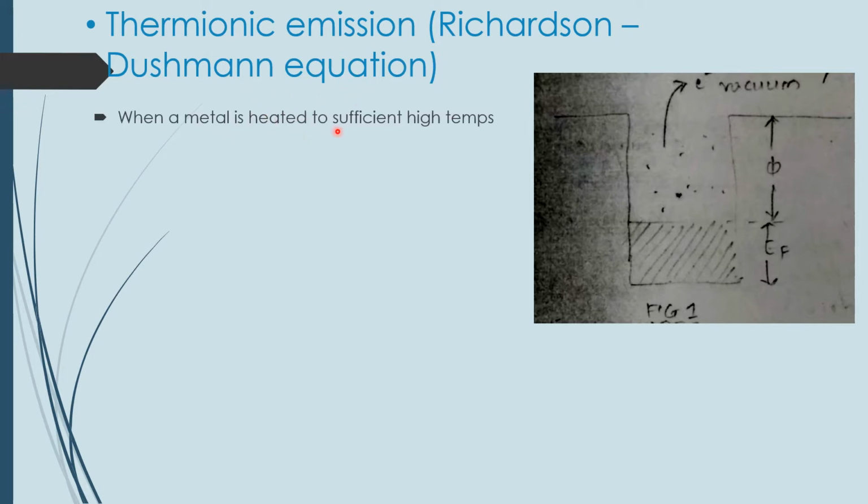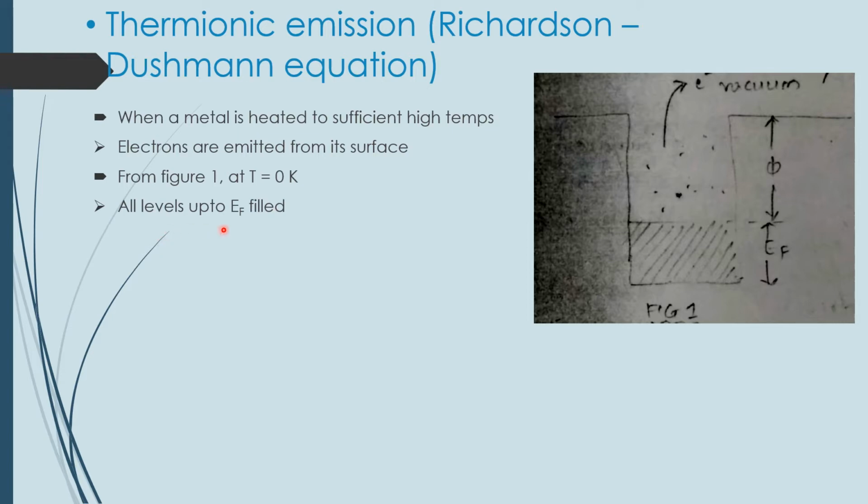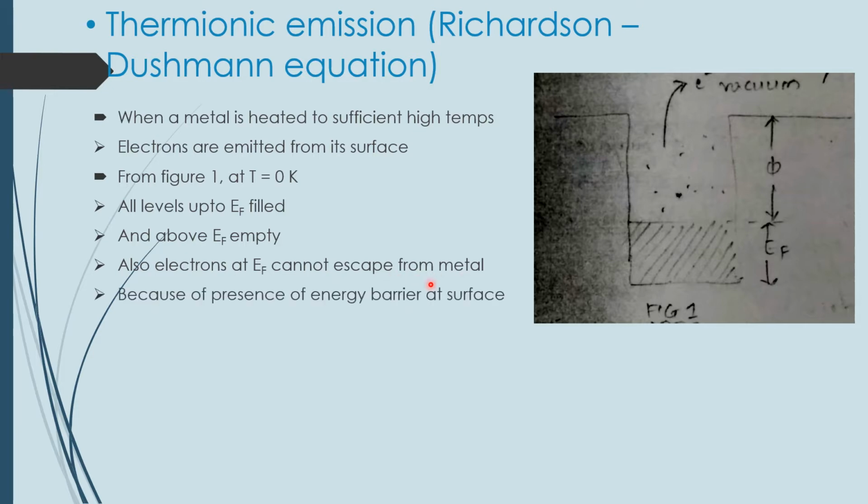When a metal is heated to sufficiently high temperatures, electrons are emitted from its surface. From the figure, at T equal to 0 Kelvin, all levels up to EF are filled and above EF are empty. Also, electrons at EF cannot escape from the metal because of the presence of an energy barrier at the surface. The height of the barrier is phi, which is the work function of the metal.